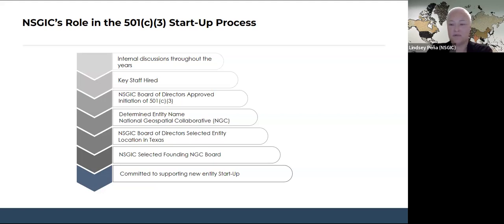So we're now at a point where the board recognized that this is an area that we want to investigate and move forward. I provided the board of NSGIC a lot of information prior to them deciding, early this year, that we are going to approve an initiation of a C3. With that, the NSGIC board also determined the name: the National Geospatial Collaborative, or NGC. We selected the entity location in the state of Texas, and NSGIC had a hand in selecting the founding board members, and has committed to supporting the new C3 in its startup phase.